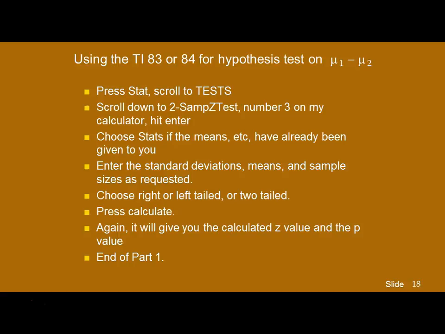The calculator will give you the z-value that we had, 10.72. It'll give you the p-value, which is very tiny. In fact, it's given to you in scientific notation, very small p-value. And from the p-value, you could perform the test in that manner. Okay, that is the end of the first part of this module.